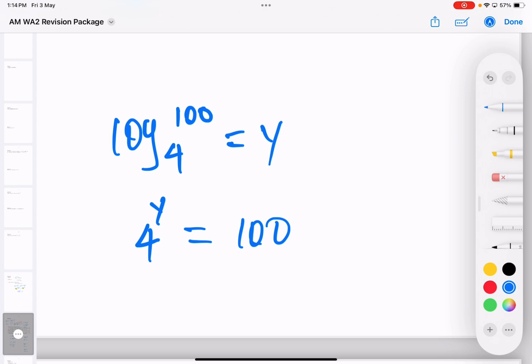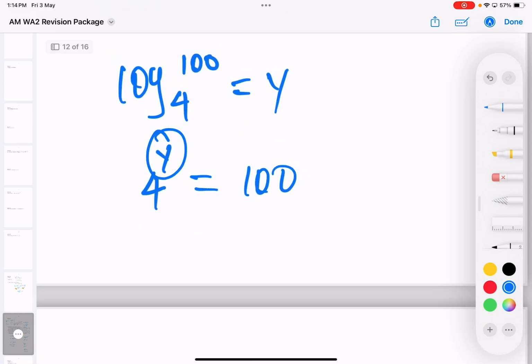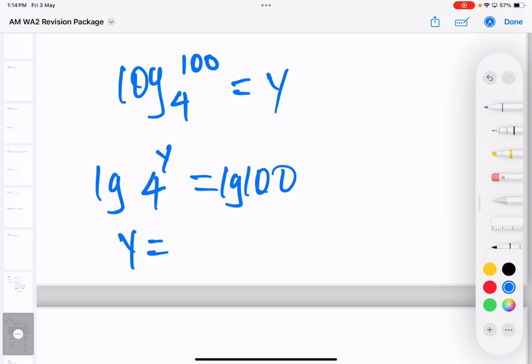Then how are you going to do this? I taught you guys before. If you have the exponent over here, what do you have to do to both sides to find the answer? You can log both sides. So actually your y is equals to log 100 over log 4.